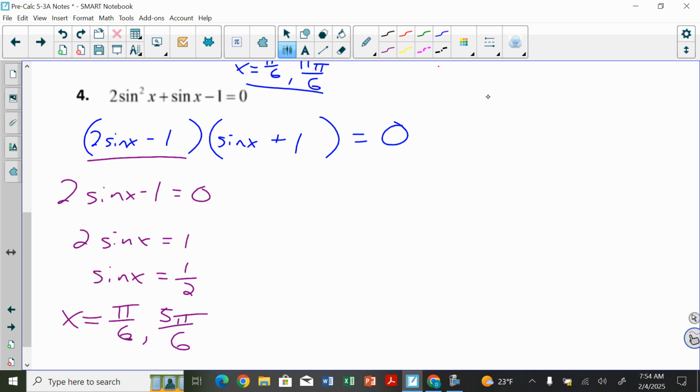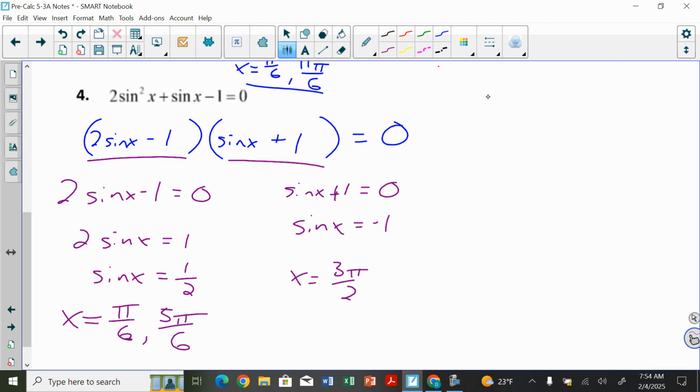How about the other one? So this one here, sine of x plus 1 equals 0. So I'm going to subtract 1, so sine of x equals -1. And now I look at what value, so I'm looking at my y-coordinates. What value do I get a y-coordinate of -1? It only happens once. It happens at 3 pi over 2.